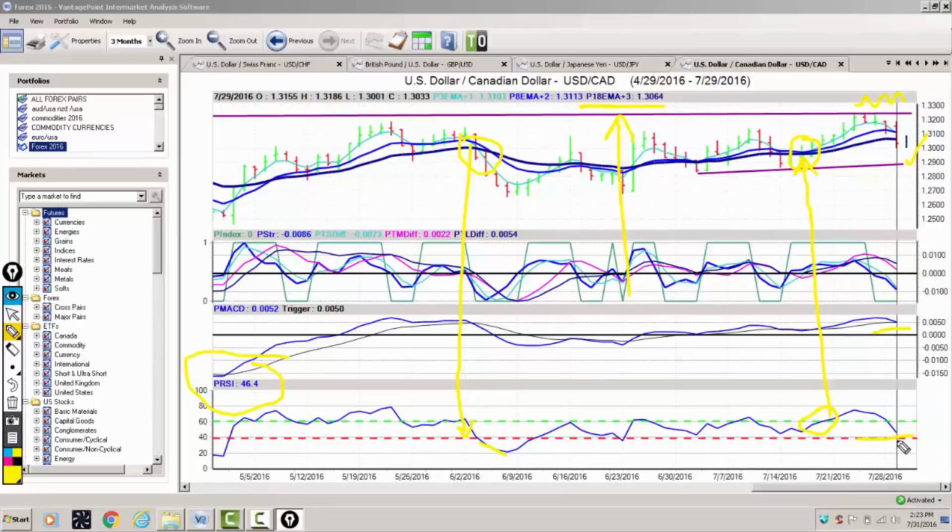Well, we don't have that, guys. We don't have a break of that 40. So this is not ultra bearish, not by a long shot. So keep that in mind. 130.64 this week is the line in the sand.